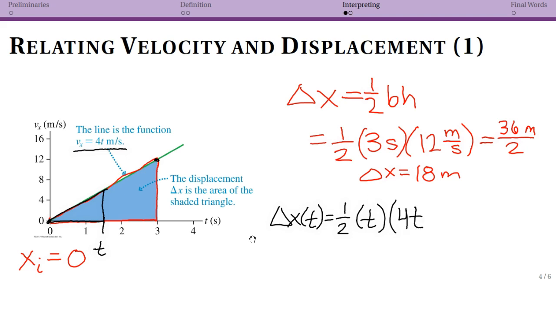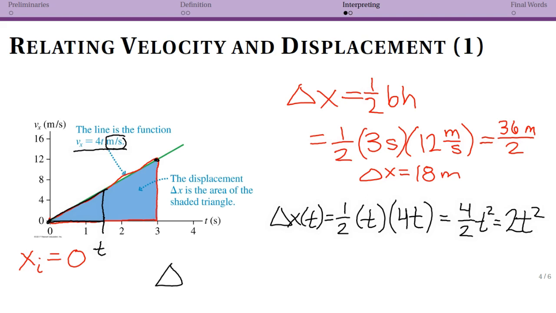Now this is one case where I'm not actually going to carry around my units per se, but technically there's a meters per second happening here. So if I look at this, this is 4 divided by 2 t squared, which is equal to 2t squared. Another way of doing this is to just do the integral.